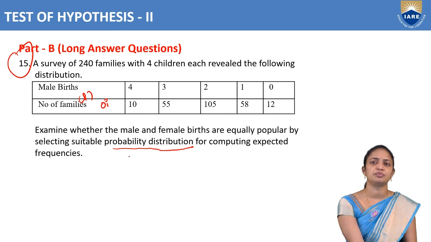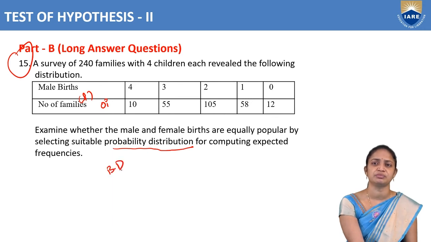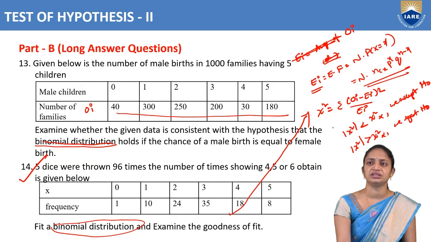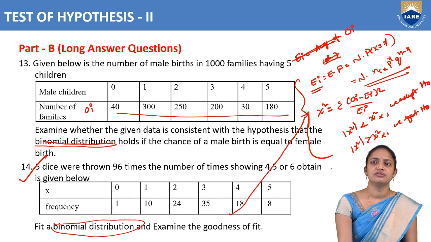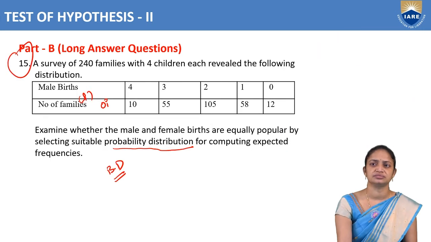So we have 3 probability distributions: first one is binomial, then Poisson, and the last one is normal. But for finding the expected frequencies, we need to use only 2 methods. First one is the binomial distribution and second one is the Poisson distribution. By using the binomial distribution, we can solve problems like the 14th question. So again here also, you need to follow the 14th question procedure.